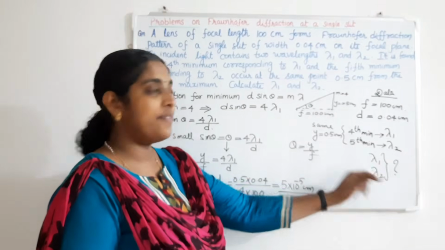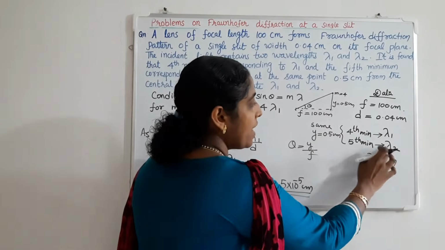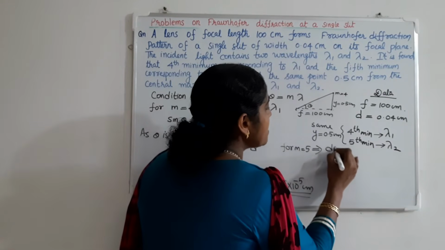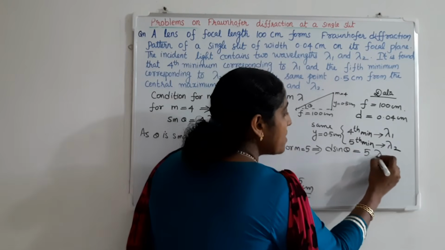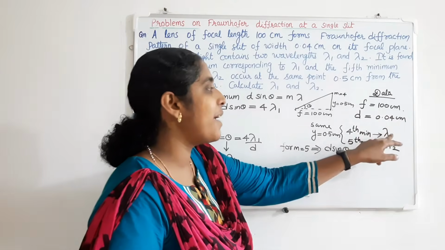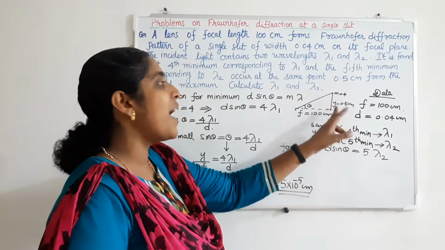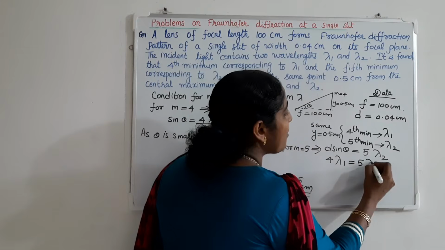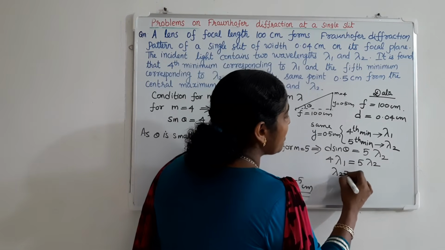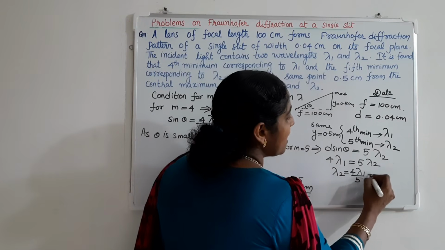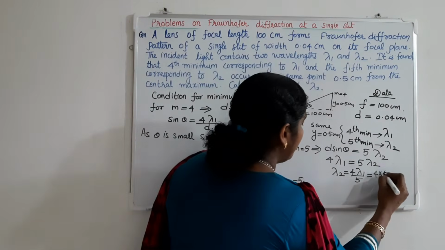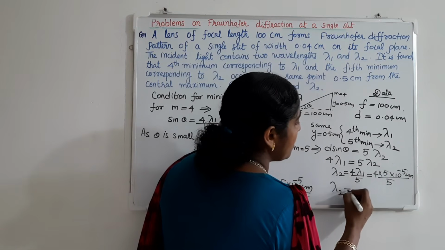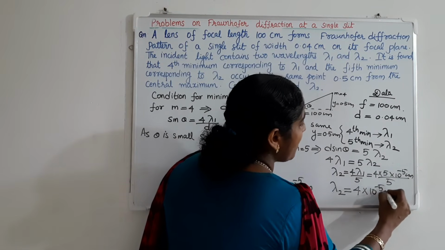Now we want to find out the second wavelength, lambda 2. For the second wavelength lambda 2, we are considering the fifth minimum. For the fifth minimum, m is equal to 5, then d sin theta is equal to 5 lambda 2. The fourth minimum corresponding to lambda 1 and the fifth minimum corresponding to lambda 2 are at the same distance from the central bright band. So we can write 4 lambda 1 is equal to 5 lambda 2. So lambda 2 is equal to 4 lambda 1 divided by 5, that is 4 into 5 into 10 raised to minus 5 centimeter divided by 5. So the second wavelength is equal to 4 into 10 raised to minus 5 centimeter.